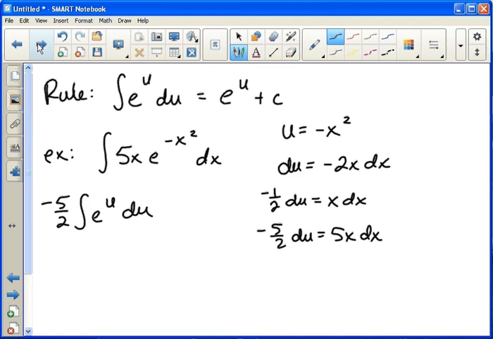And that rule is simple. It's just e to the u plus c. So we get negative 5/2 e to the negative x squared plus c. So anytime there's just one e, u is going to be the exponent.